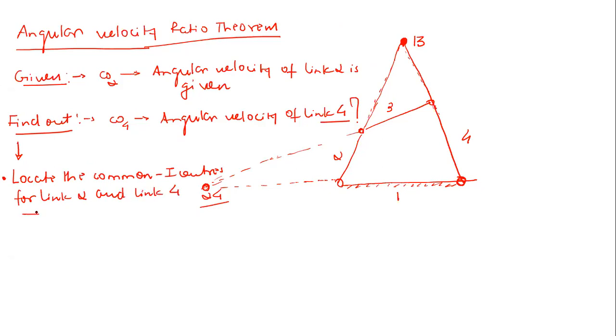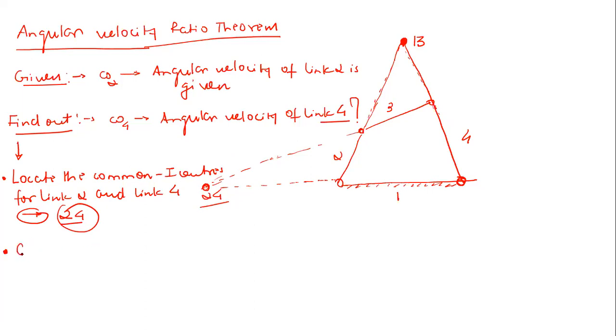So here, which is the common I center for these two links? That is our instantaneous center of rotation 2, 4. That means at a particular instant of time, you can imagine that both of these links, link 2 and link 4, rotate about this instantaneous center of rotation 2, 4. Fine. So this should be your first step: first, locate the common I center.